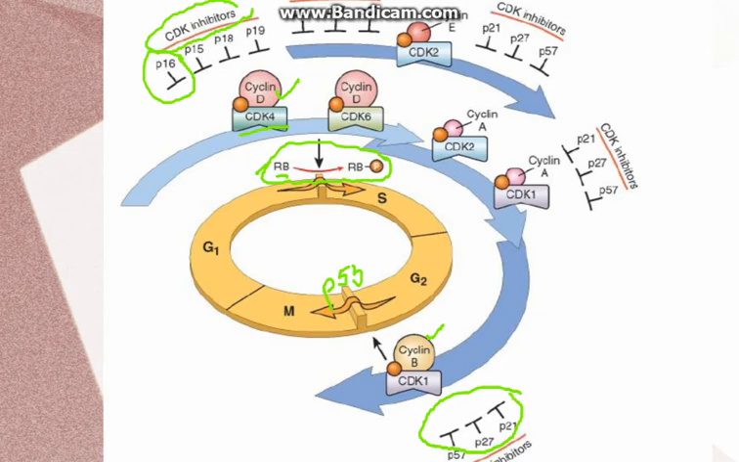So accordingly, this was the normal cell cycle. Accordingly, alterations can occur at various levels, which can lead to carcinomas. Okay, that's it.